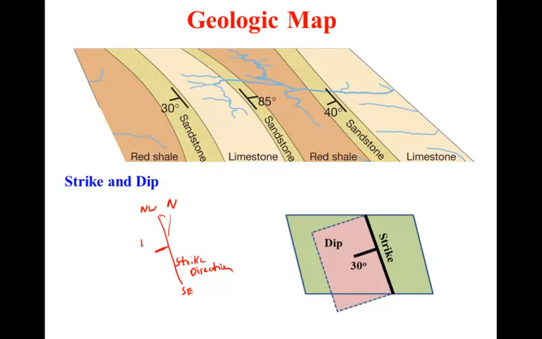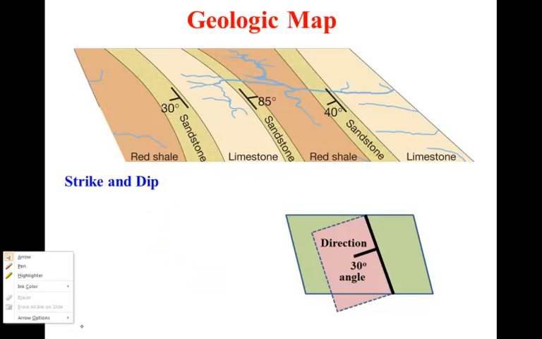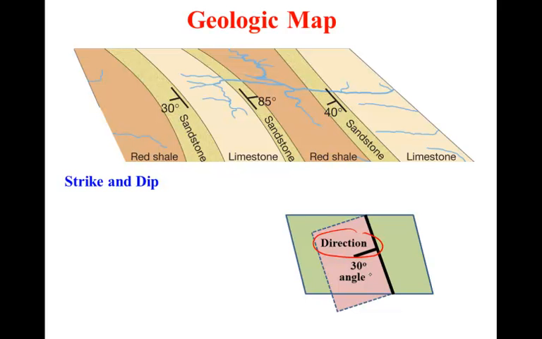It also shows dip. And dip is basically the angle that the rock layer makes with Earth's surface, which on broad scales is approximately horizontal. Dip has both direction and angle.